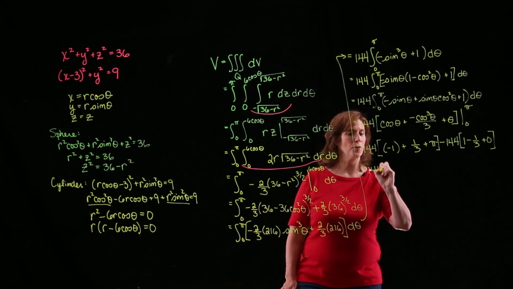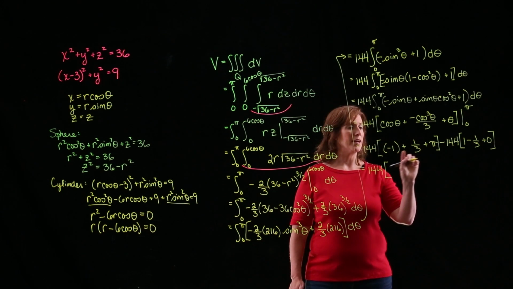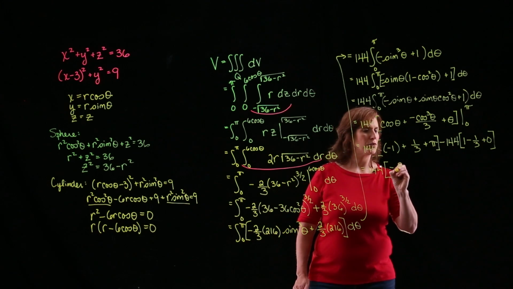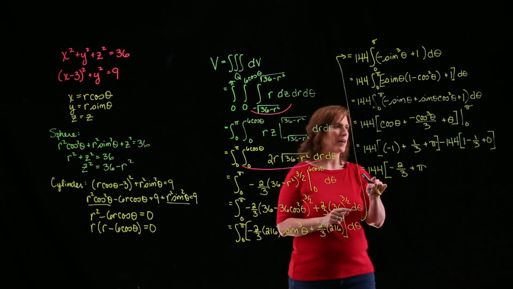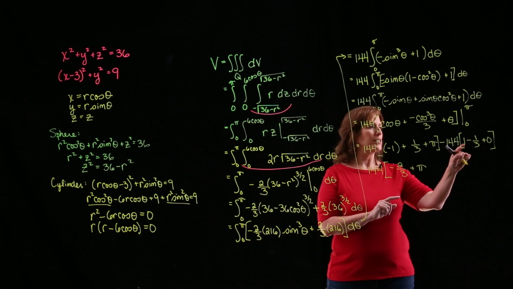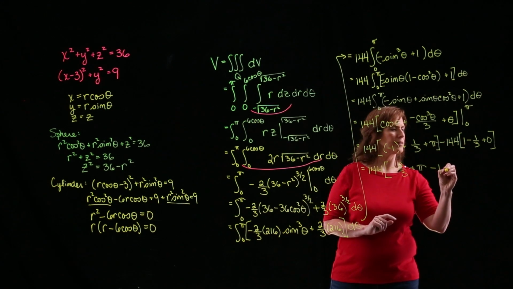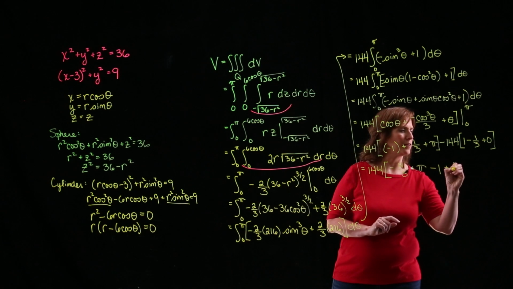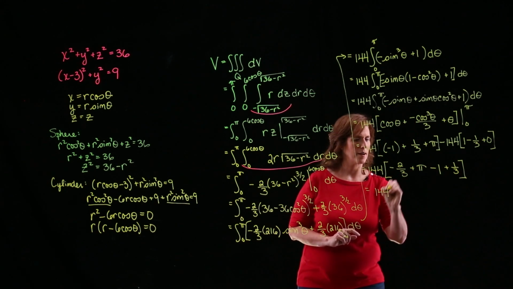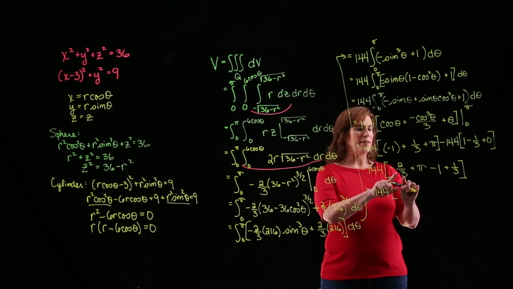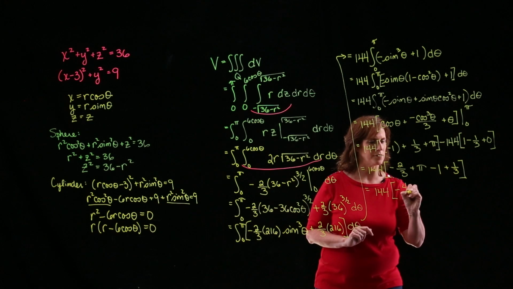So we've got 144 times -1 plus 1/3 is going to be a -2/3 plus pi. And I'm going to factor out that 144 here as well. So I'm going to have a -1 and a plus 1/3. So I've got 144. And I'm going to have a -2/3, and this will be another -2/3, so that's a minus 4/3 plus pi.